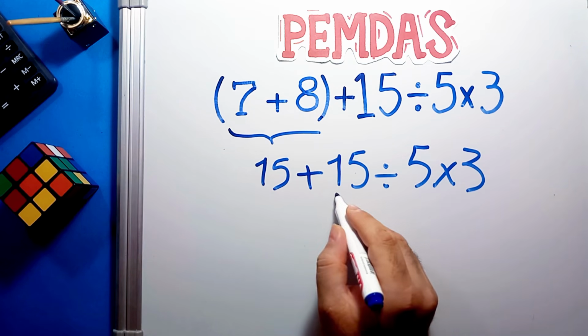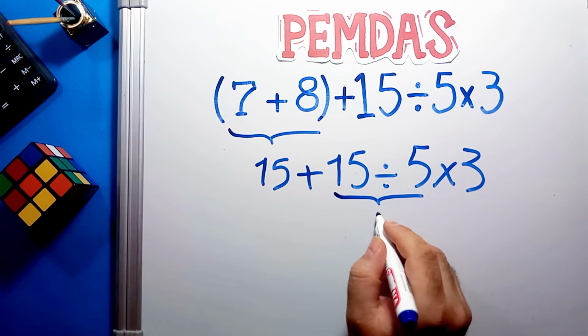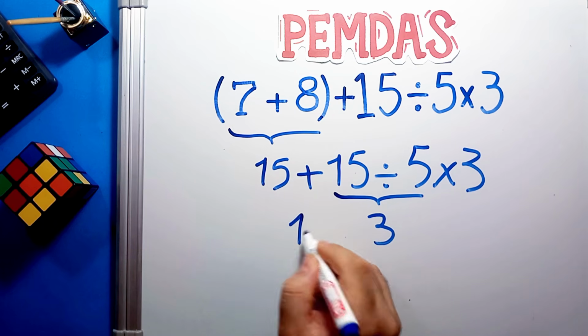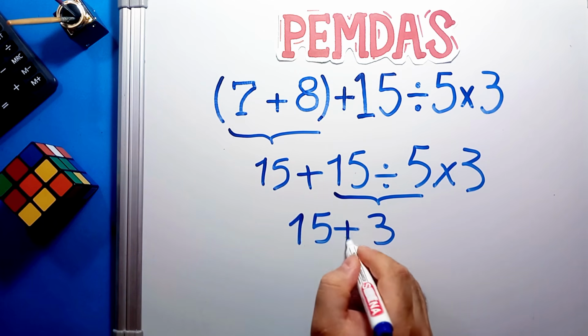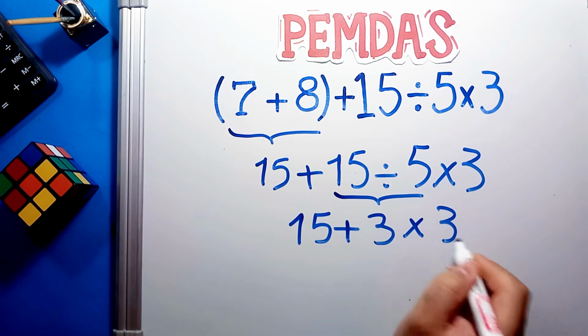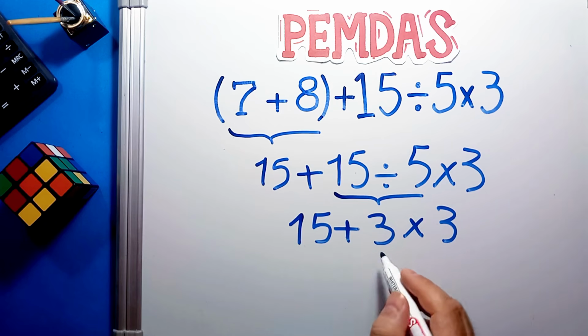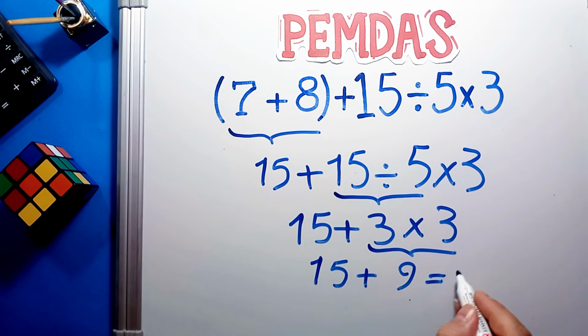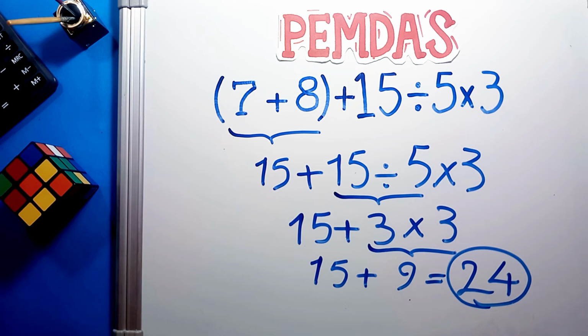So, 15 divided by 5 equals 3. Now the expression becomes 15 plus 3 times 3. Then, 3 times 3 equals 9. And finally, 15 plus 9 equals 24. So the correct answer is 24.